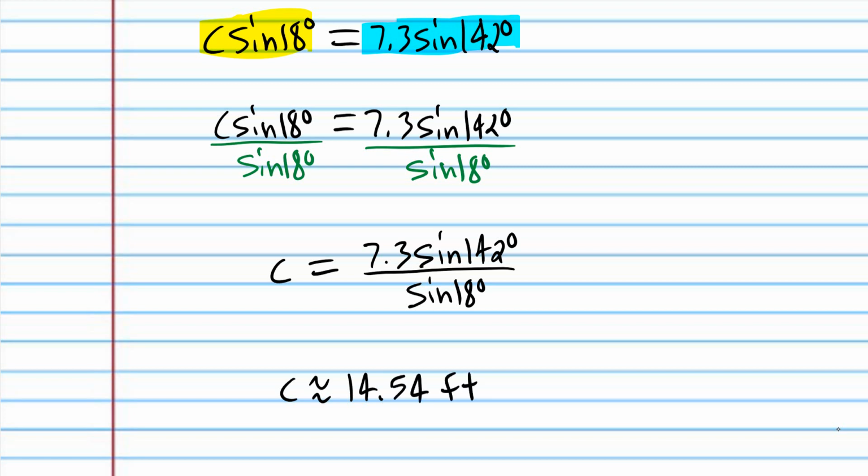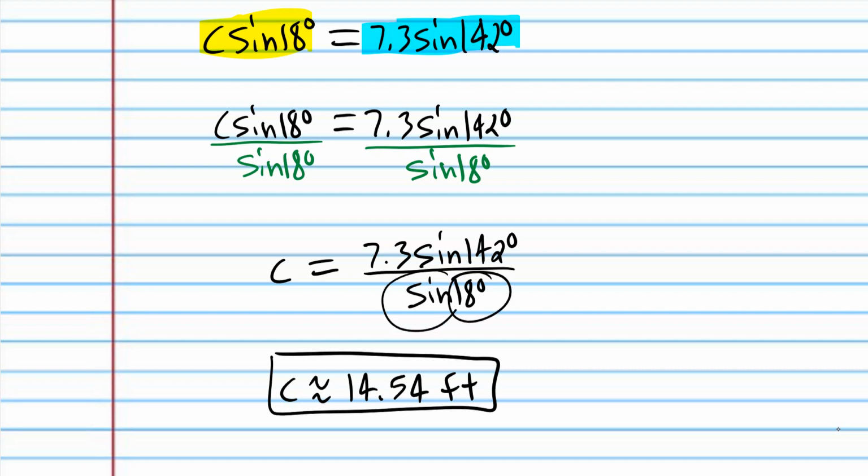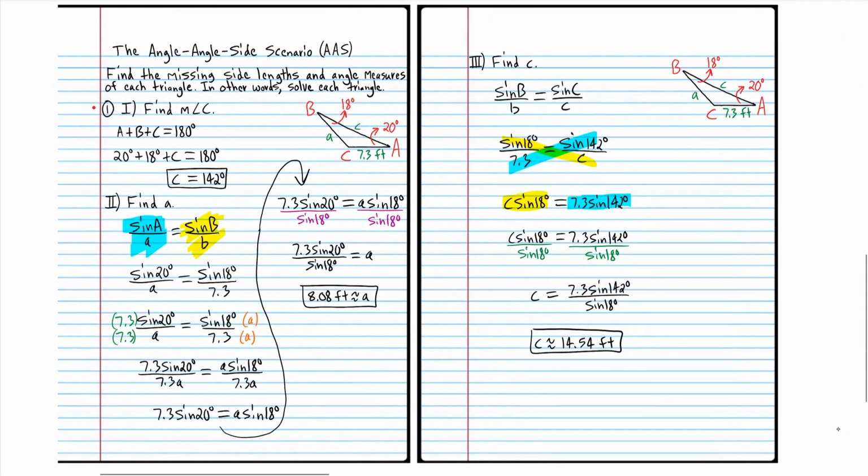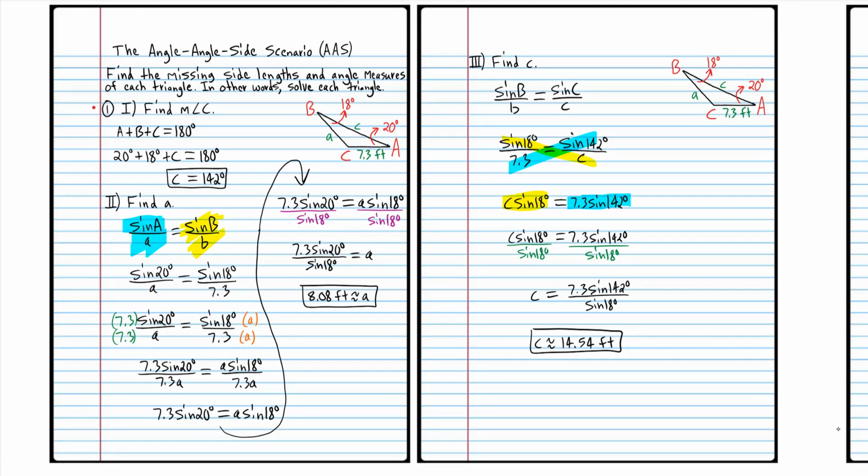14.54 feet. Now, if you're using an iPhone, again, you're going to press 7.3 times 142, then the sine button, then equals, then divided by 18, then the sine button, then equals, and you should get roughly the same number. So we found the lengths of the two sides, a and c, and we found the measure of the angle C.